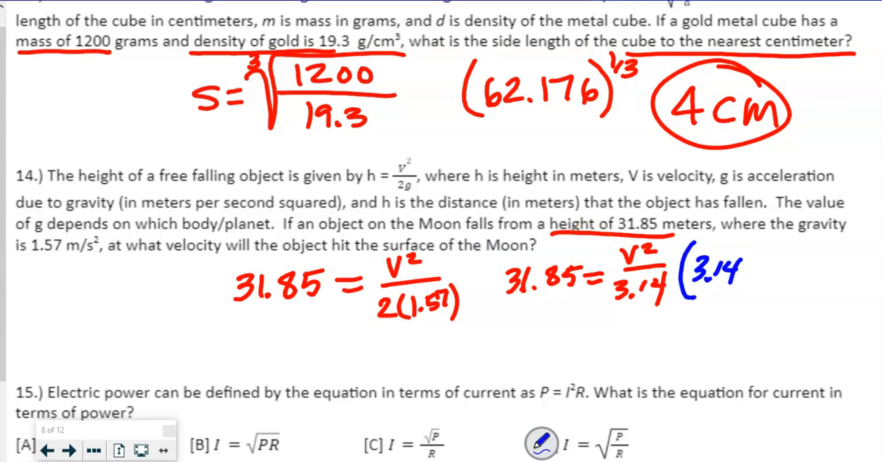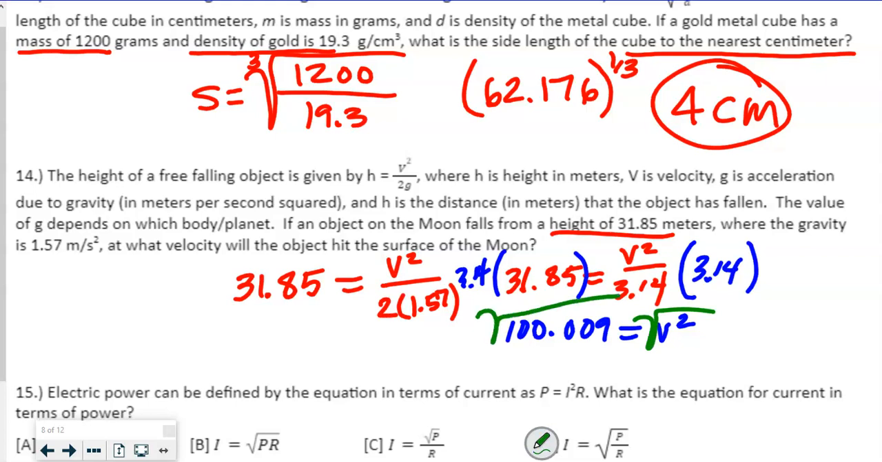So that's what we're going to do. When I do that, I get 100.009 equals v squared. Well, I don't want v squared, I want v. Okay, so I'm going to have to take the square root of the v squared and the 100, and we know that the square root of 100.009 is 10, right? So that's going to equal our velocity, and that's going to be meters per second.